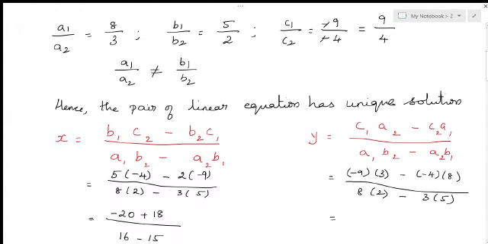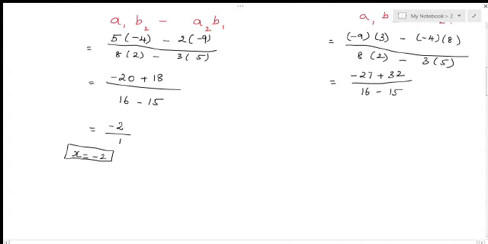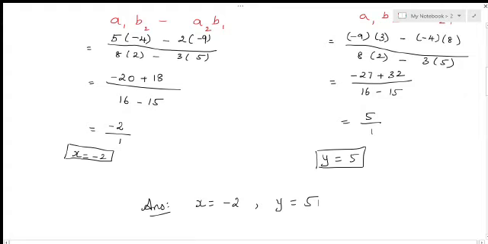Now when you multiply, minus 9 into 3 is minus 27, minus into minus plus 4 into 8, 32, divided by 8 into 2 is 16 minus 15. Subtract, minus 27 plus 32 will give you 5 divided by 1. So y equal to 5. So now I got the answer as x is equal to minus 2 and y is equal to 5. Let us see the next question.